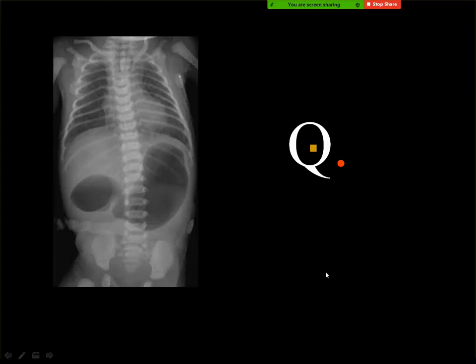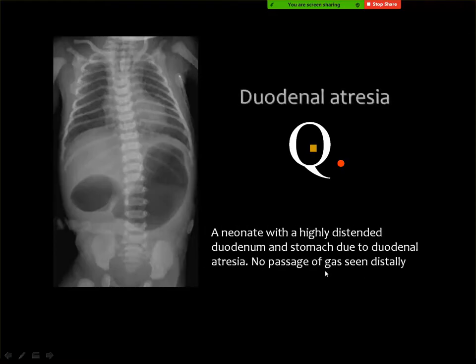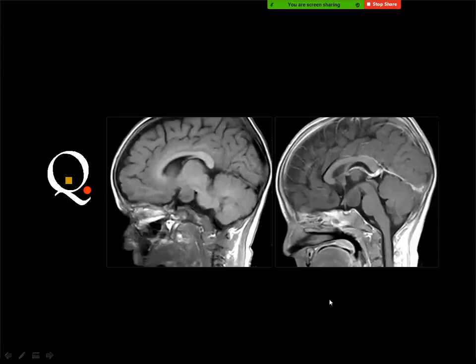Double bubble sign. Yes. What does it mean? Duodenal atresia. Yes, very good. And the double bubble sign, and you got an air bubble in the stomach and another one in the proximal duodenum. This is diagnostic of duodenal atresia.